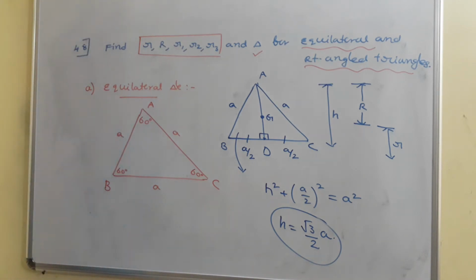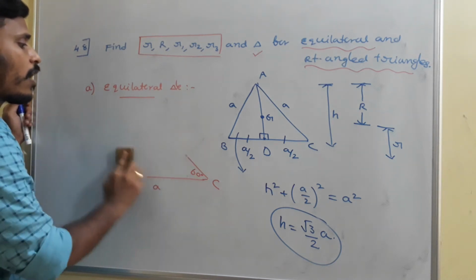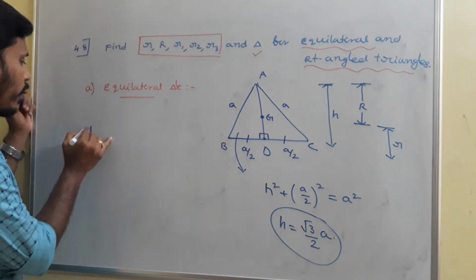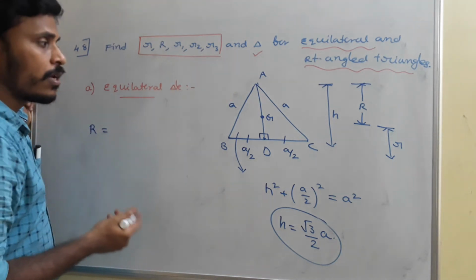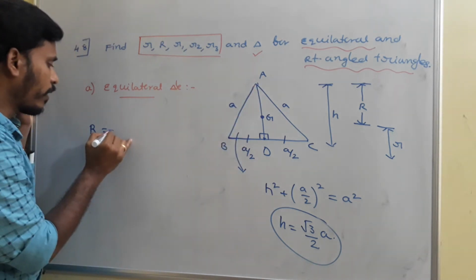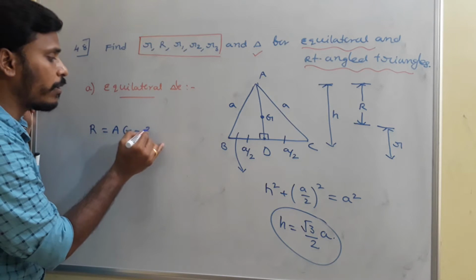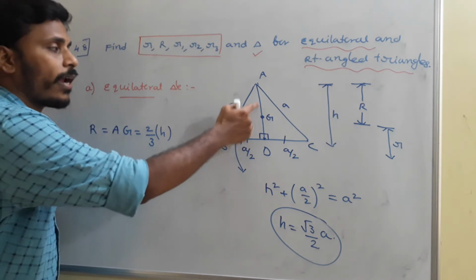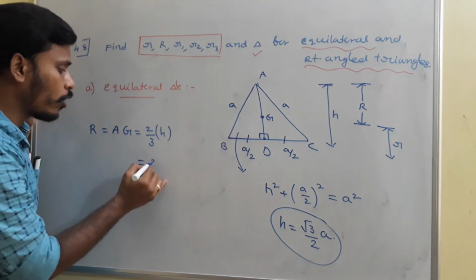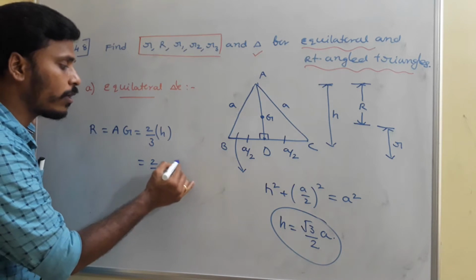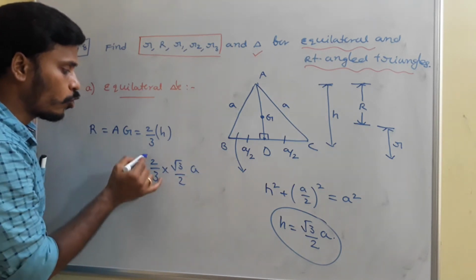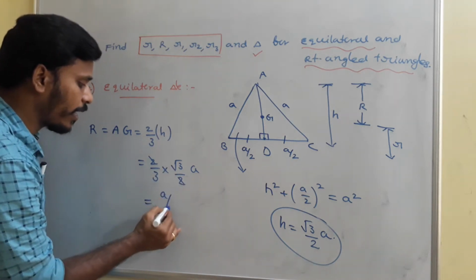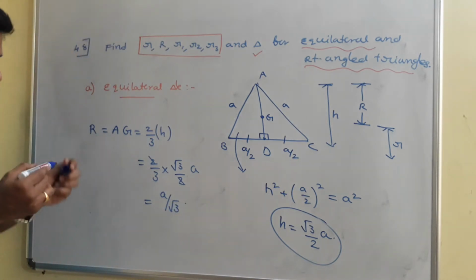Since H is equal to root 3 by 2 A, what do you say about capital R and small r? Coming to capital R, the circumradius, or AG here. That AG is simply 2/3 of H, because the centroid divides in the ratio 2:1. That is 2 by 3 into root 3 by 2 A. So 2 and 2 get cancelled, and on simplification you will get A by root 3. So the circumradius is A by root 3.